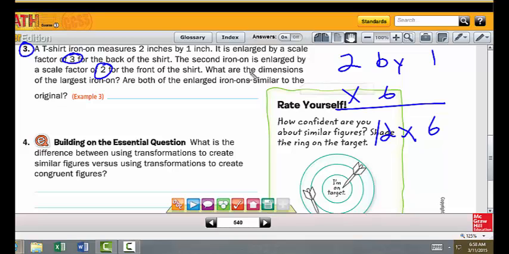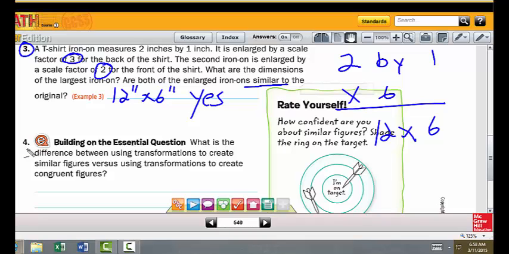And then what are the dimensions? We've got that. So we have 12 inches by 6 inches. Are both of the enlarged iron-ons similar to the original? And the answer to that is yes. Whenever we have a dilation, the resulting images are automatically regarded as similar. Same shape is the key.